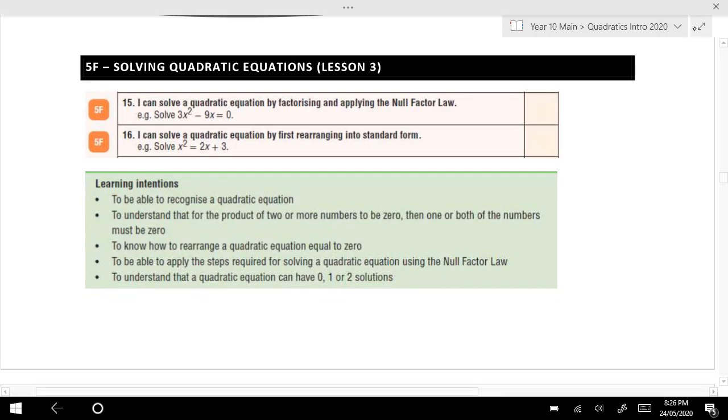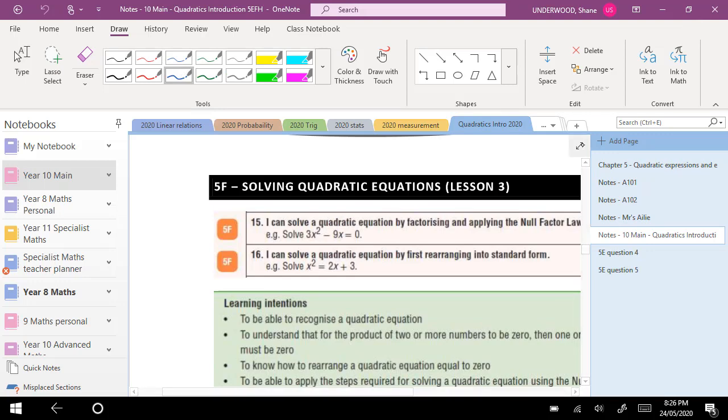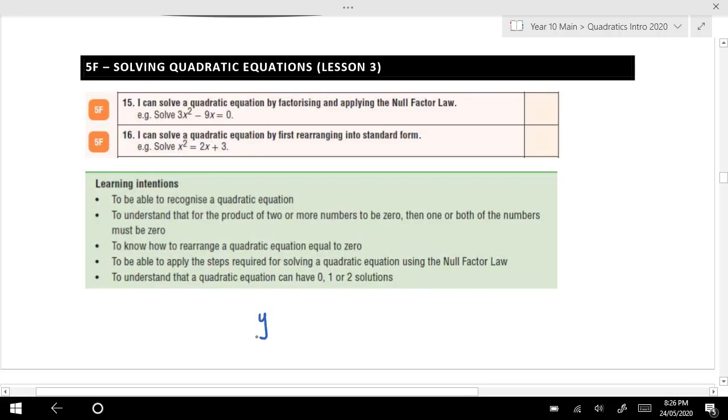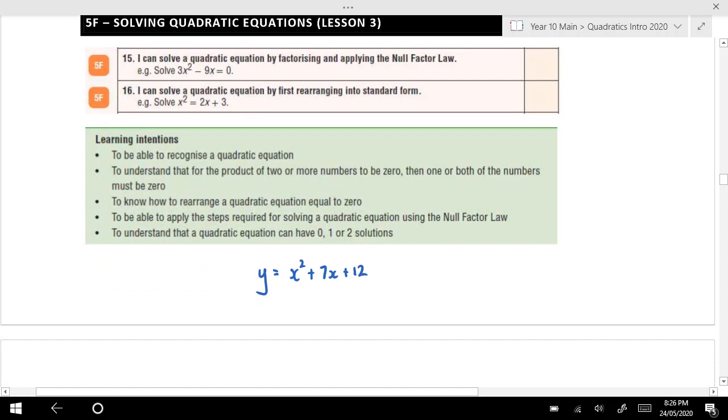Let's just say I've got a quadratic in the form y is equal to, let's make one up, x squared plus 7x plus 12. And of course, we can then go and factorize this. So I want two numbers which multiply to give 12 and add to give 7. That would be equal to (x plus 4)(x plus 3).